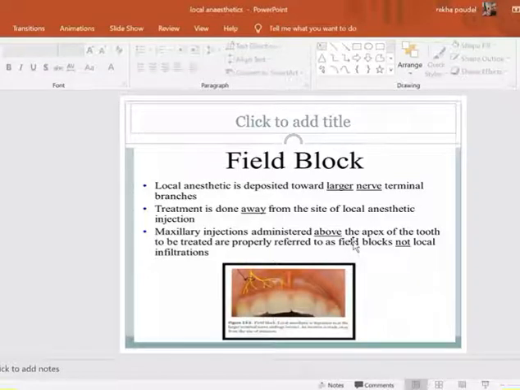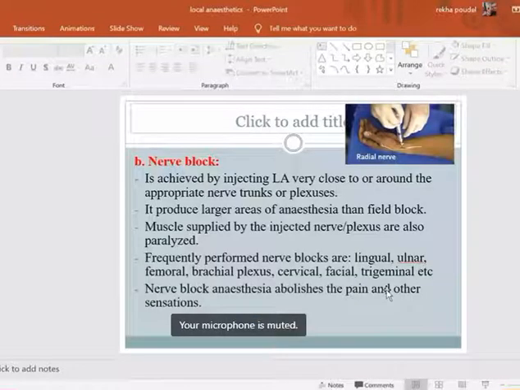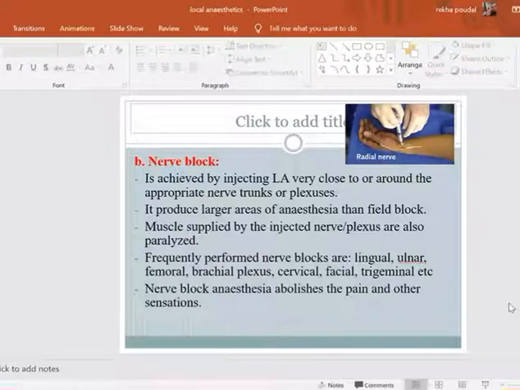Now coming to nerve block. In nerve block anesthesia, it is achieved by injecting local anesthetic very close to or around the appropriate nerve trunks or plexus. So in nerve block, the injection is given very close to the nerve which has to be blocked, and it produces a larger area of anesthesia as compared to field block. So it will anesthetize a larger area in case of nerve block, and muscles supplied by those nerves are also paralyzed in case of nerve block.